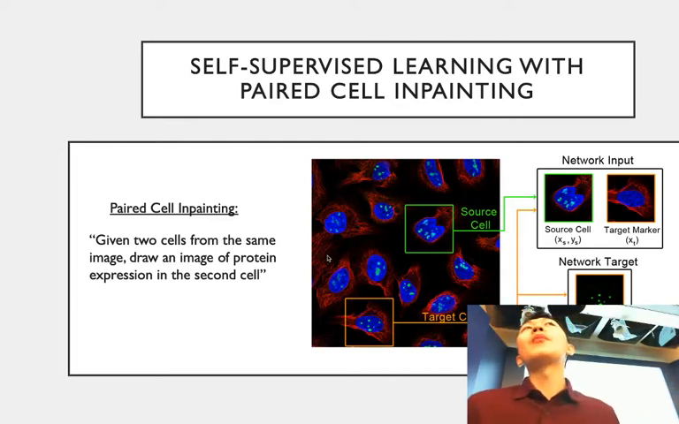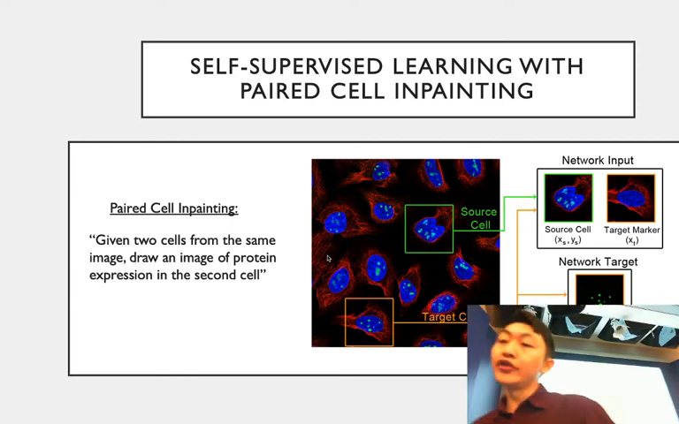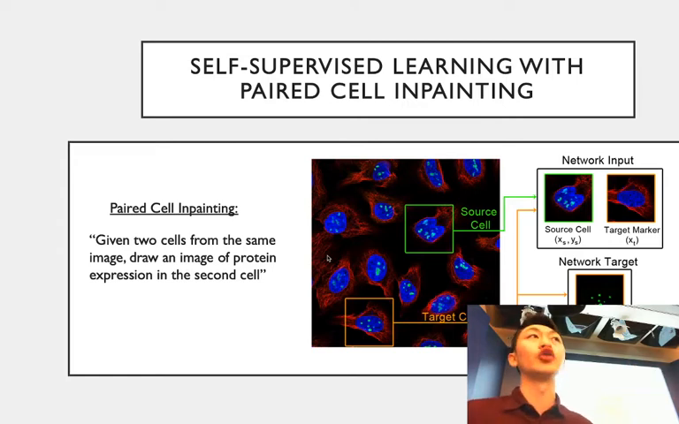Instead, we decided to come up with our own method, and we call it paired cell imaging. So the idea is that this is an image of human cells. For many experiments, you image the same protein as expressed in genetically identical cells under the same condition. So a lot of the time, not always, but enough of the time that it's an okay assumption, the cells will have a similar level of protein expression.